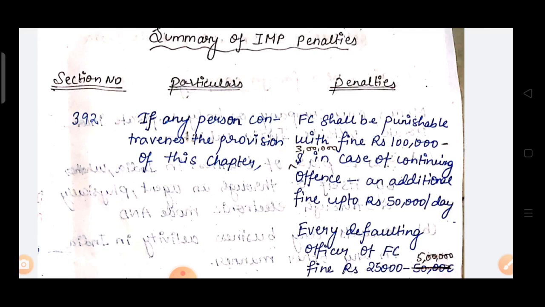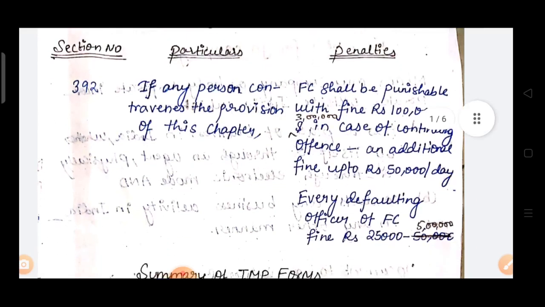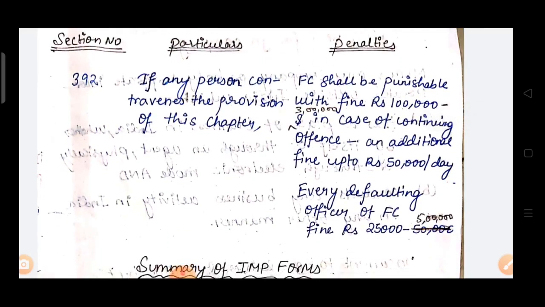In case of a continuing offence, an additional fine will be imposed, up to 50,000 per day. And the penalty on the defaulting officer: every defaulting officer of the foreign company will be fined rupees 25,000 to 5 lakh, that is, minimum 25,000 and maximum 5 lakh. So in section 392, the foreign company is fined 1 lakh to 3 lakh, the additional fine is 50,000 per day, and the defaulting officer is fined 25,000 to 5 lakhs.